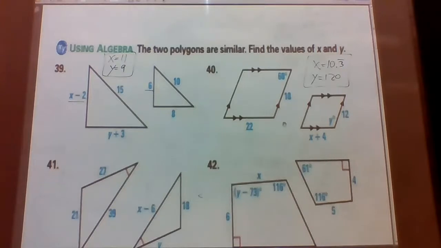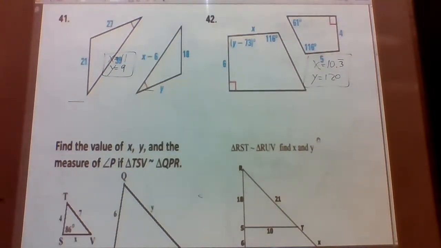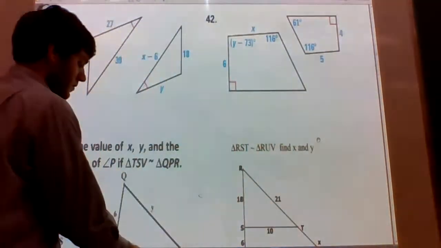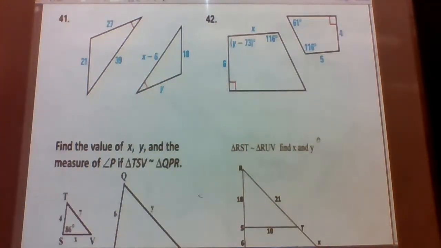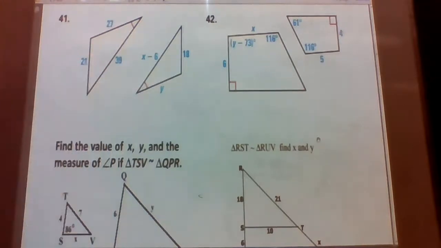Number 41 there. Okay, 41. We don't have any information about angles. We just know that these angles are congruent. Okay, that'll help line us up where we're at.